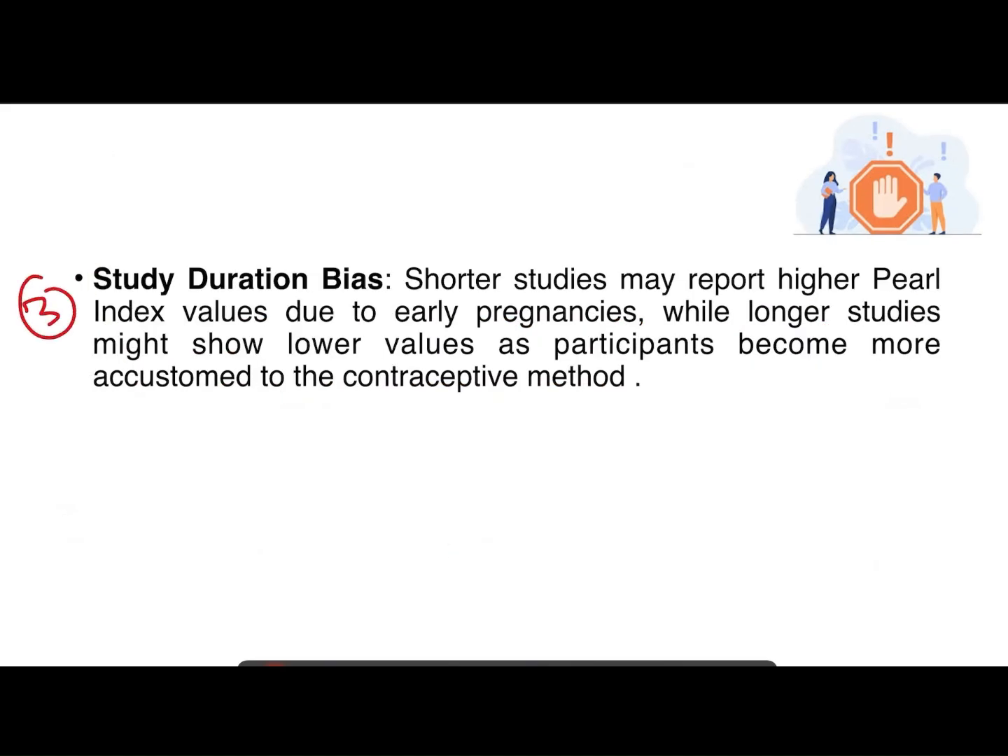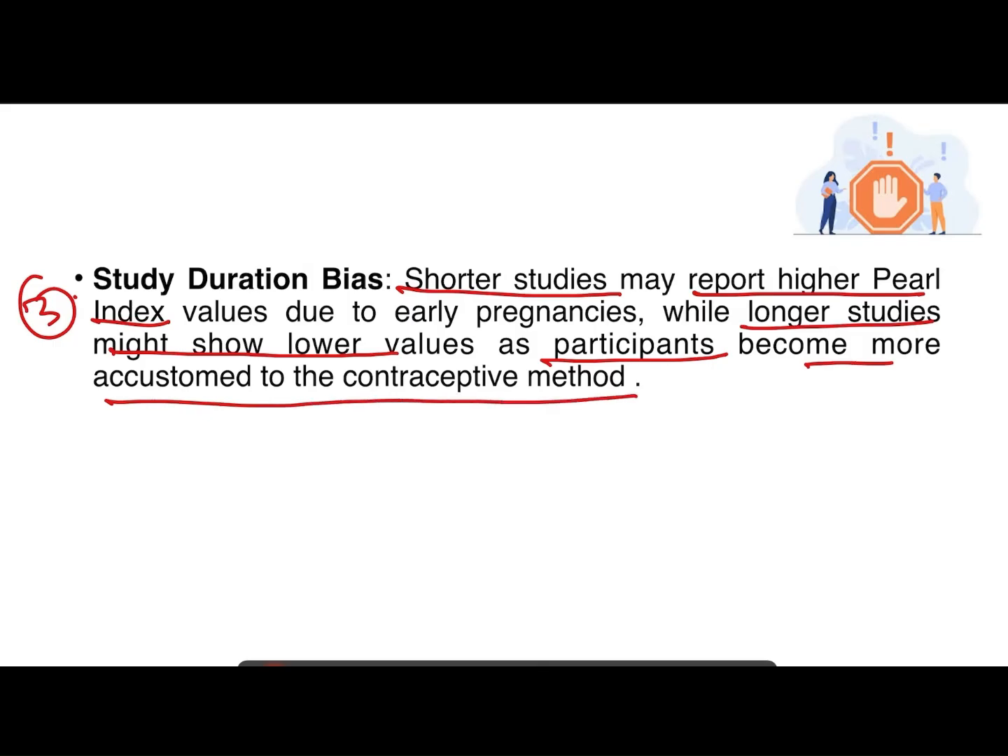The next limitation is study duration bias. It means shorter studies may report higher Pearl index values due to early pregnancies, while longer studies might show lower values as participants become more accustomed to the new contraceptive method. So these are the limitations of the Pearl index.